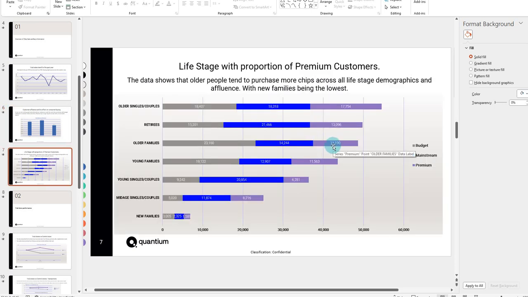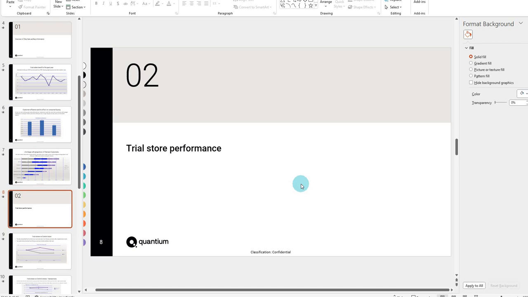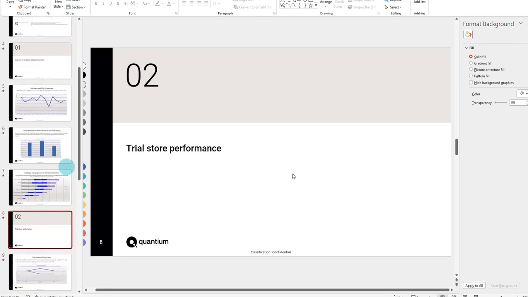This is by life stage. So life stage and its proportion of premium customers. Here it's breaking out how many people are in each. So you've got the budget, the mainstream, the premium, the population of each, in the retirement category, the old single category, all broken out to be spoken about during a presentation. And that basically concludes the initial part 1 analysis.